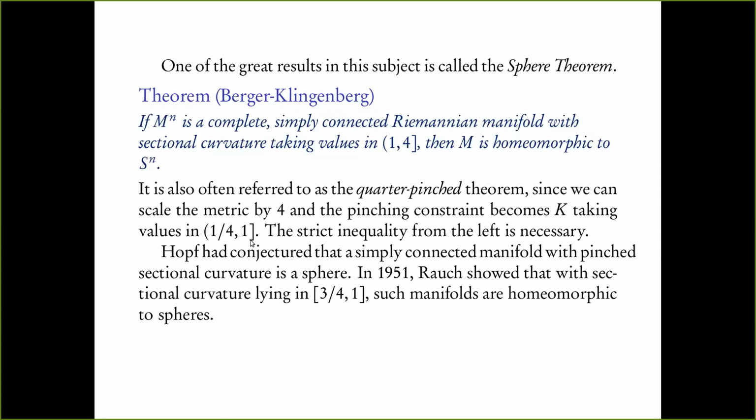So in the early 50s, Rauch showed that with sectional curvature lying in (3/4, 1), such manifolds are homeomorphic to spheres. So yeah, I think this should be open, but anyway, I think even closed is fine. So remember, if you choose a very small interval close to 1, (1 minus epsilon, 1), chances are more that the manifold looks like a sphere because your sectional curvature is getting closer and closer to constant curvature 1, and then we can use the constant curvature theorem.